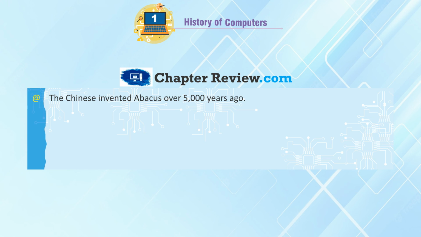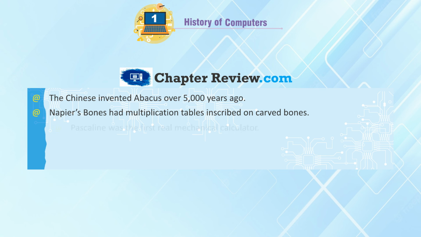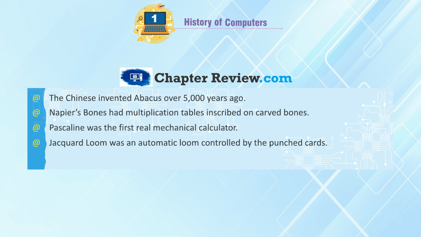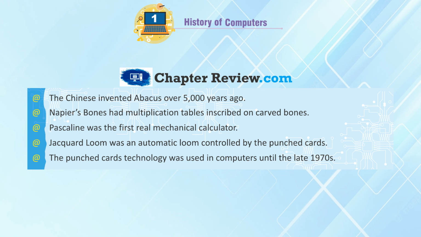The Chinese invented Abacus over 5,000 years ago. Napier's bones had multiplication tables inscribed on carved bones. Pascal's was the first real mechanical calculator. Jacquard Loom was an automatic loom controlled by the punched cards. The punched cards technology was used in computers until the late 1970s.